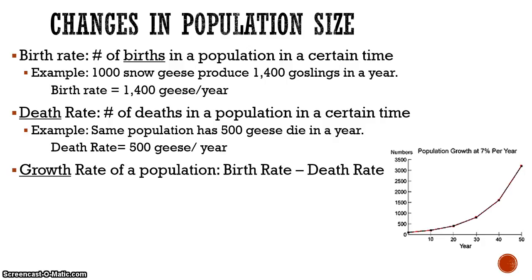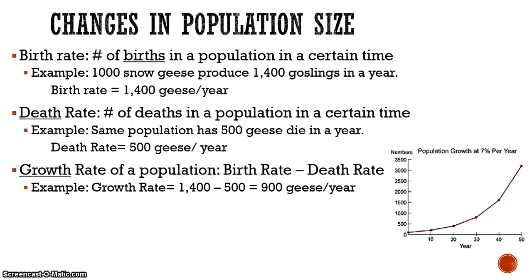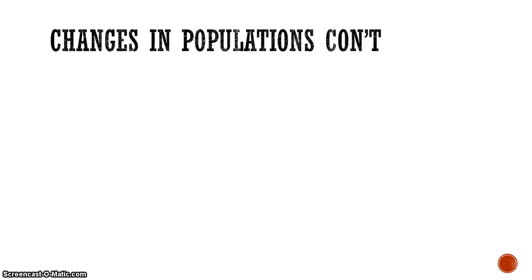Now, if you have a higher birth rate than a death rate, then your population is getting bigger. But if you have a higher death rate than a birth rate, your population would be getting smaller. And this change in rate of a population, we call that growth rate. And that's your birth rate minus your death rate. So using the examples above, 1,400 geese born, 500 died, you have a growth rate of 900 geese per year.